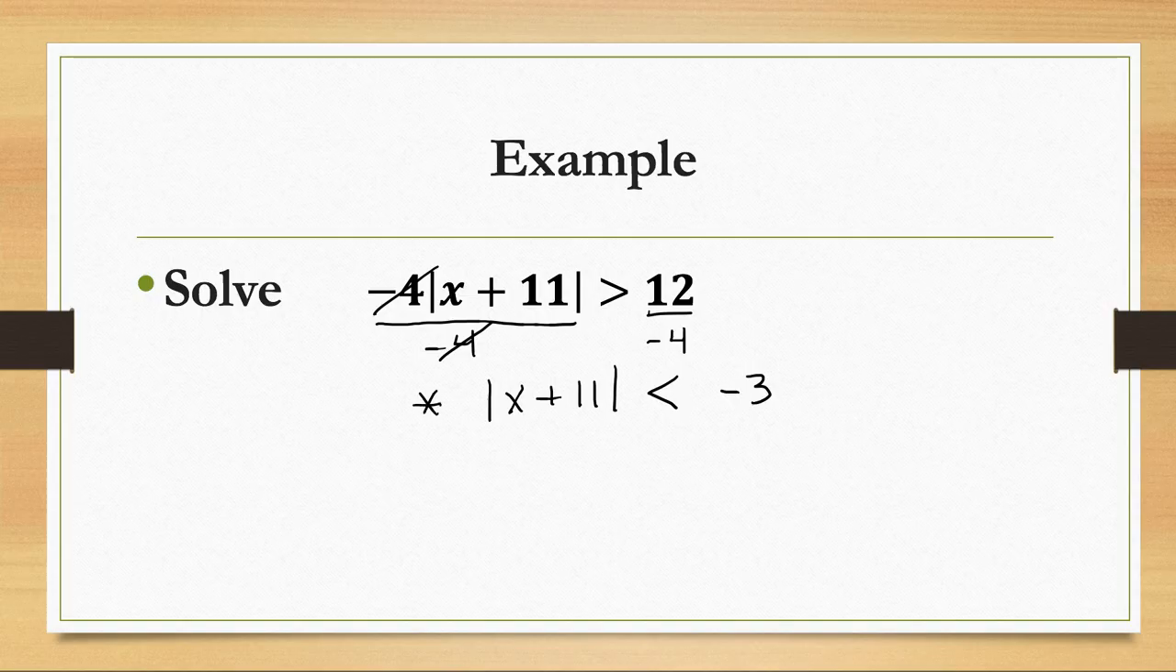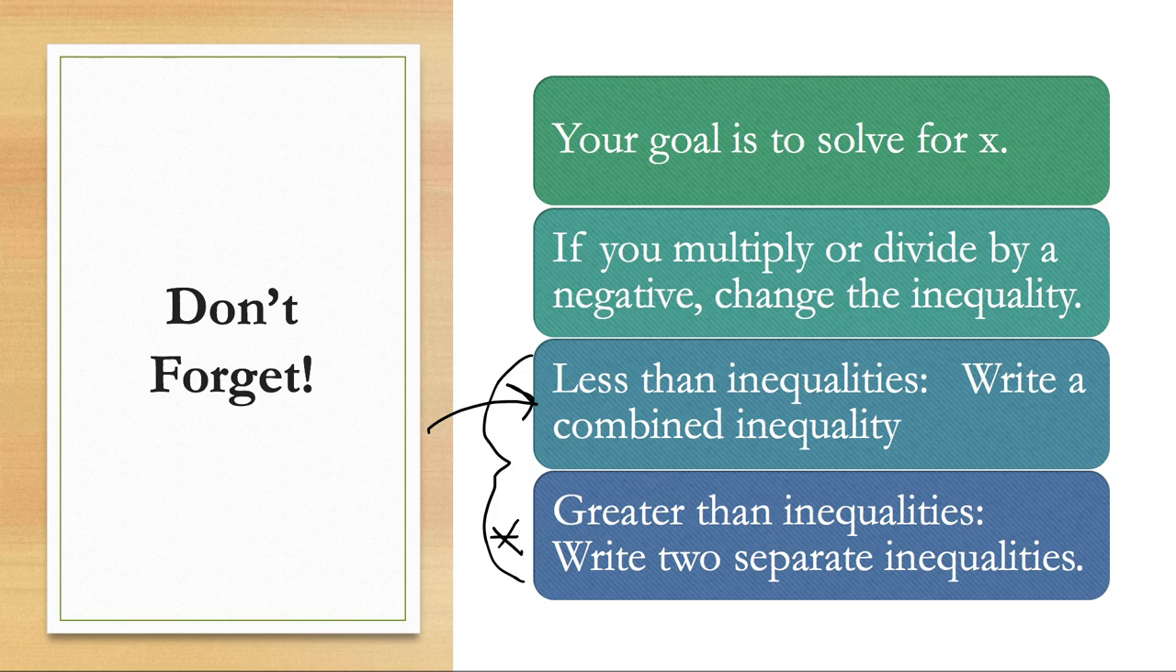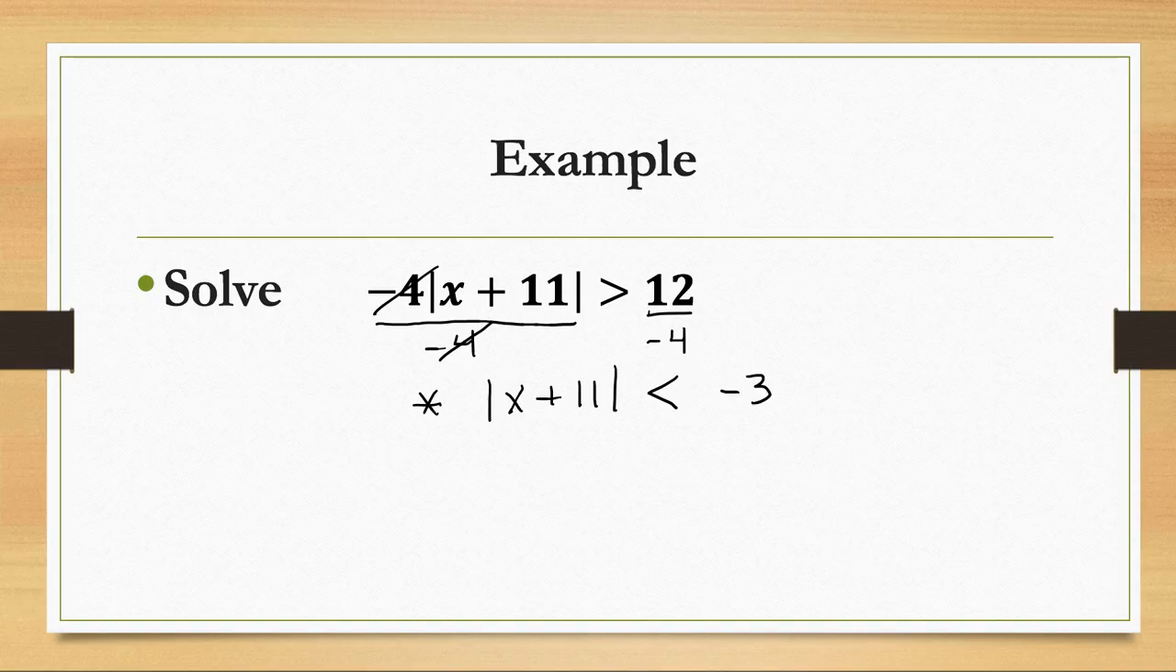And as we look at that problem, we note that it is a less than problem. So again, a less than problem, we want to write a combined inequality. So I'm going to take the x plus 11 and I'm going to put it in between the negative 3 and the positive 3. And at that point, you might begin to notice that we have an issue or a problem with this particular problem.